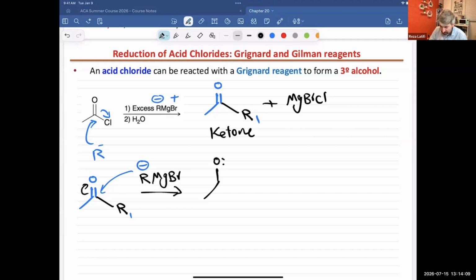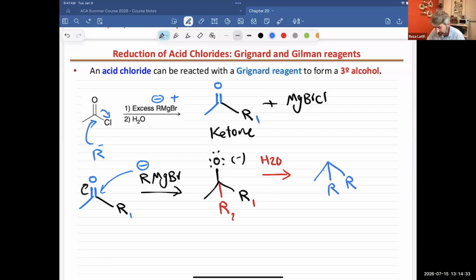We get O with a negative charge. We had R before, now we added the new R there. So let's call this one R1, and this is going to be R2. So we got now tertiary alcohol. And if I treat this one with aqueous solution at the end, that's going to give me a tertiary, technically, alcohol.